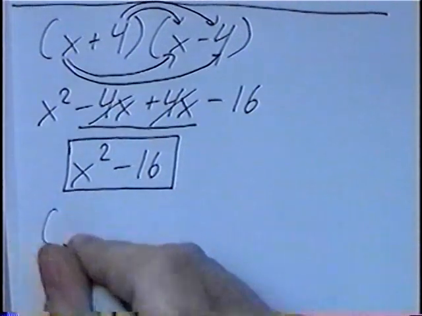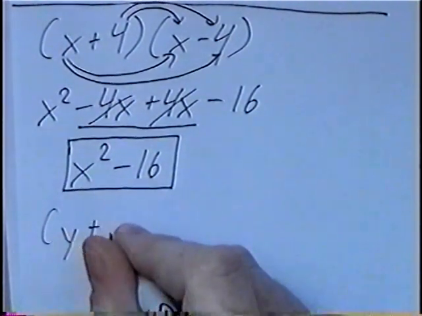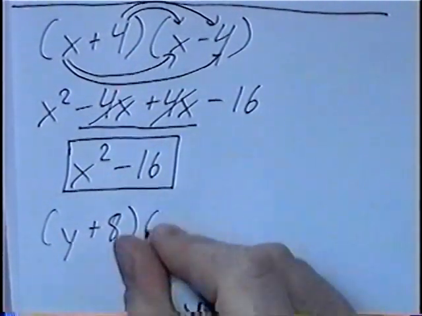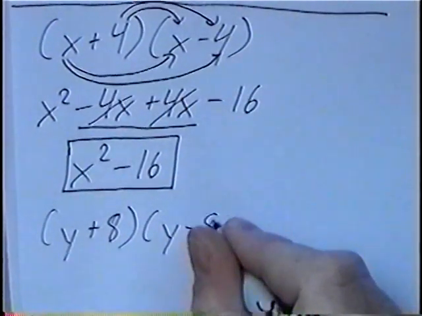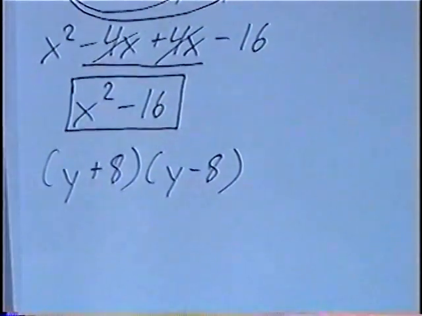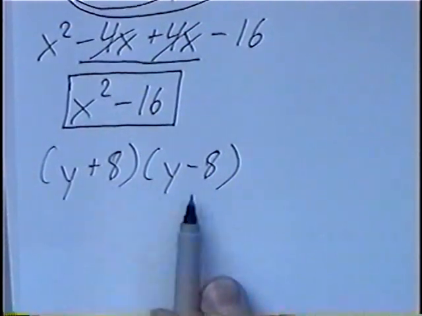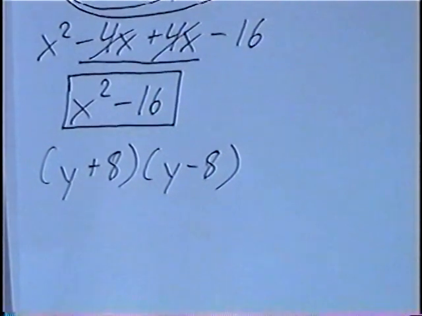Second question. First parentheses is y plus 8. And second parentheses is y minus 8. Again, looking at this question, we have the same parentheses twice, but opposite signs. And again, that means the middle terms should cancel out.